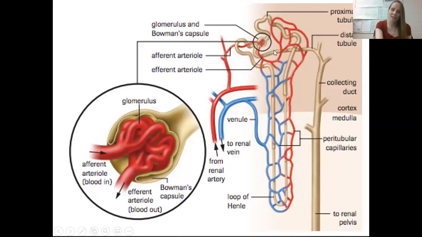And then from there, so this is the Bowman's capsule right here, the fluid is going to go through the proximal tubule, loop of Henle, which is this big deep loop right here, then the distal tubule, and then lastly the collecting duct. We're going to talk about what's happening in each of those areas. And then once again, you can see on here this blue and red web of capillaries. Those are the peritubular capillaries.